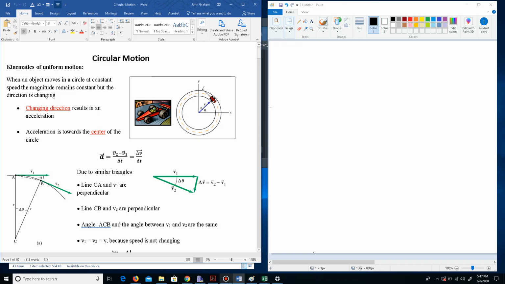So if we have an object starting to go around in a circle, or my mouse isn't, oh, I gotta plug this in. And it doesn't want to move. There we go. Let me make sure it writes here. Okay, looks like it's working just fine.